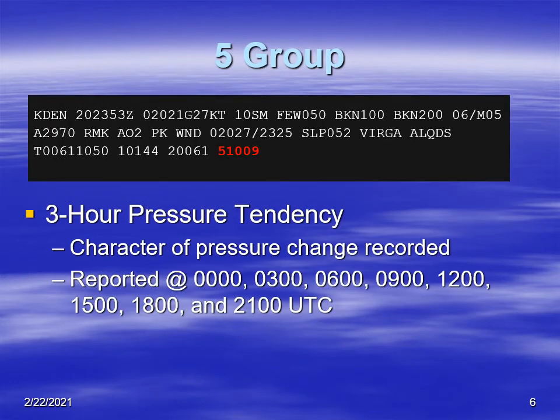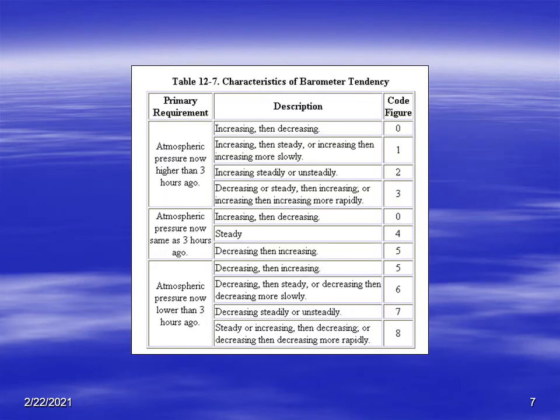The next report of pressure is the 3-hour pressure tendency, also known as the 5 group, which is put in the remarks section of METARs. It tells you about how pressure is changing over the last 3 hours, and it's reported every 3 hours. The second number in the group after the 5 tells you how the pressure changed, whether it's higher than in the last 3 hours, lower than in the last 3 hours, or the same as it was in the past 3 hours.